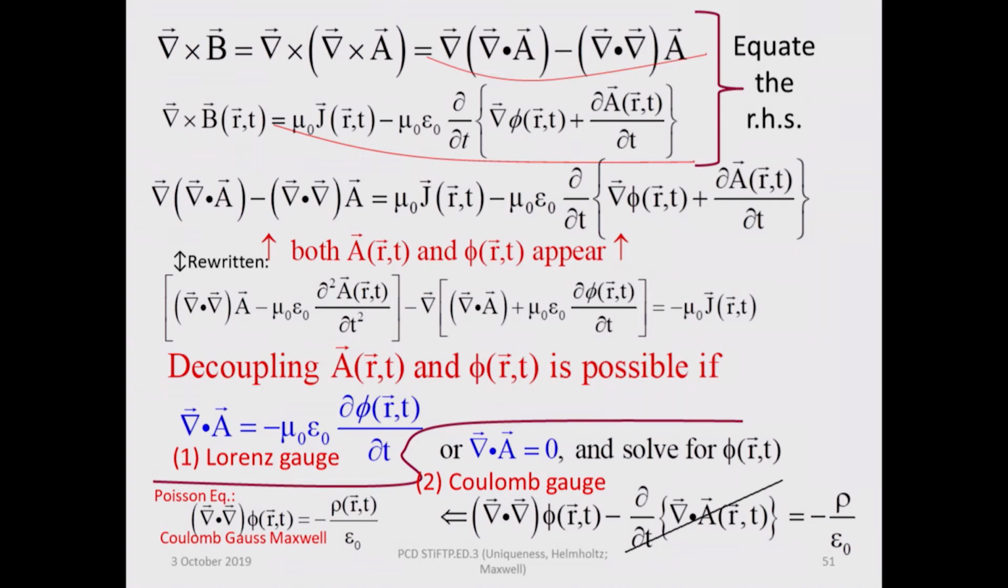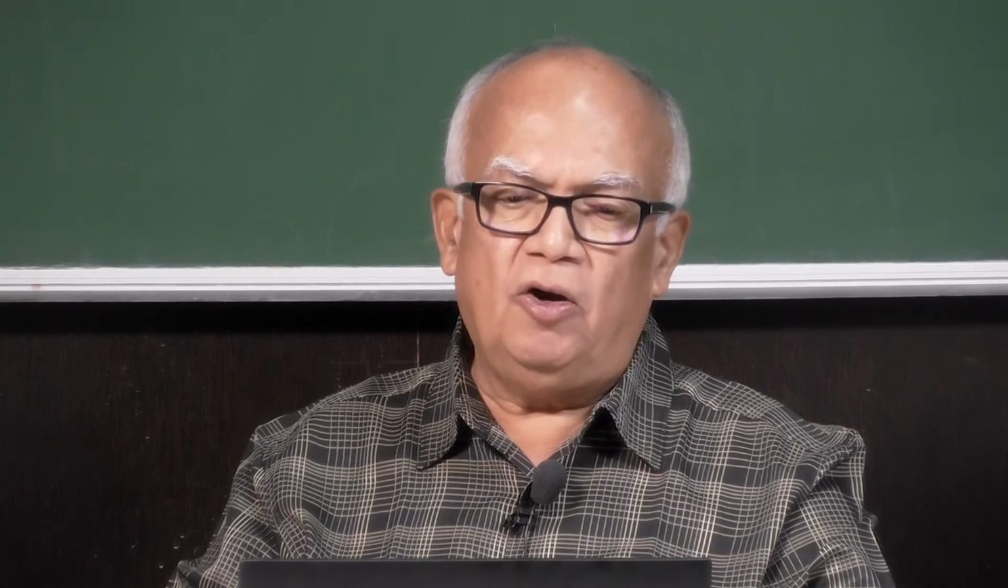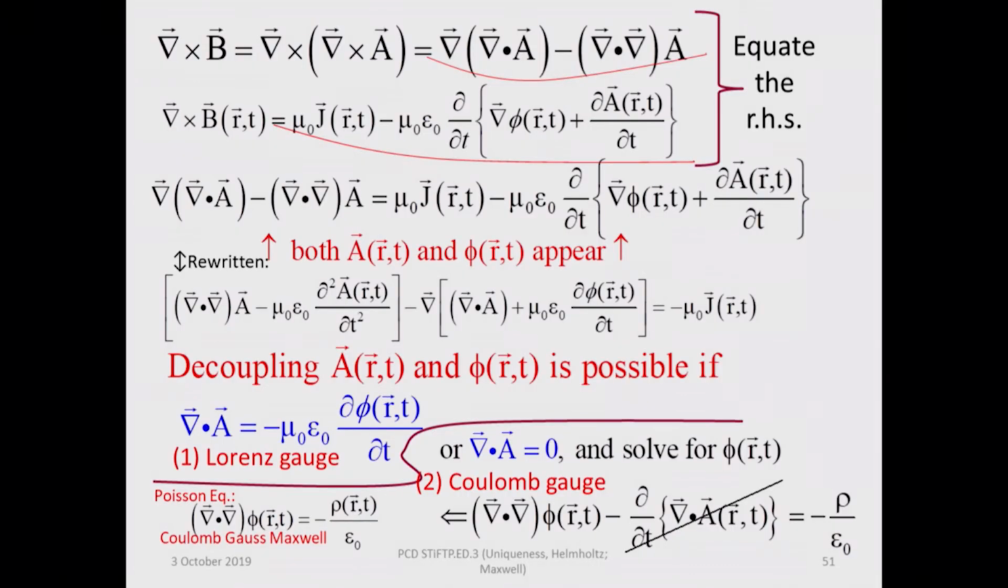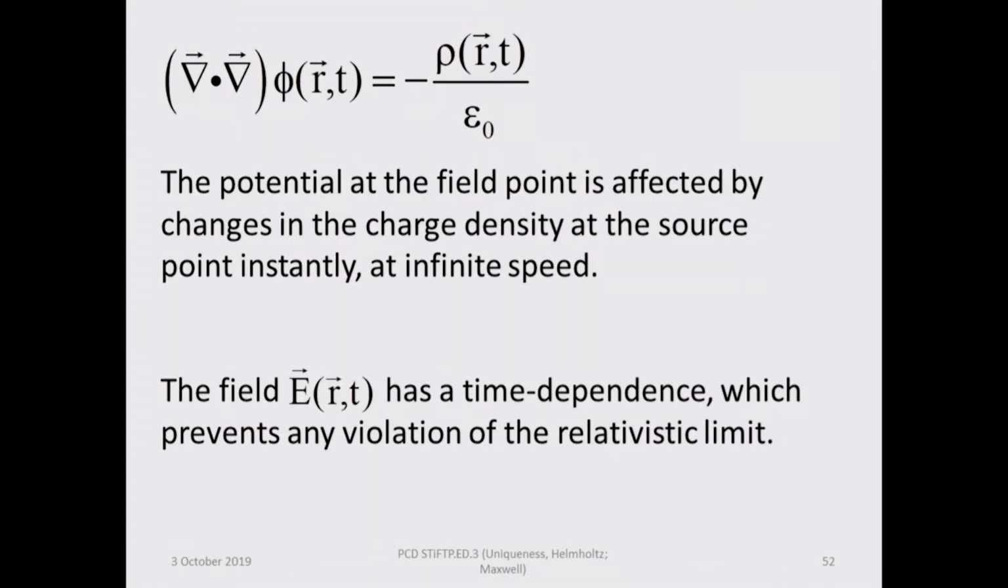Okay? So I know how to solve this, and by solving this I can get phi, and once I know phi, then I am not worried about the coupling, because one of those is already known. Okay? So I can use either of these two choices. One is called the Lorentz gauge, which is the choice divergence of A equal to minus mu 0 epsilon 0 del phi by del t. The other is called the Coulomb gauge, which is divergence of A goes to 0, and I can achieve decoupling through either of these two methods.